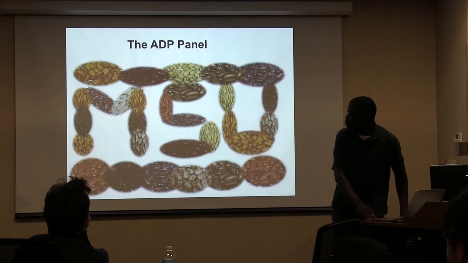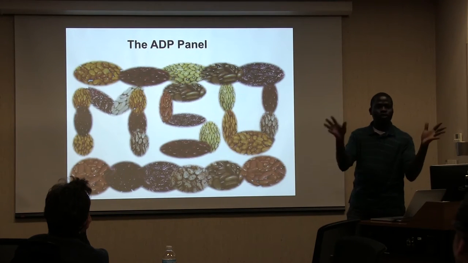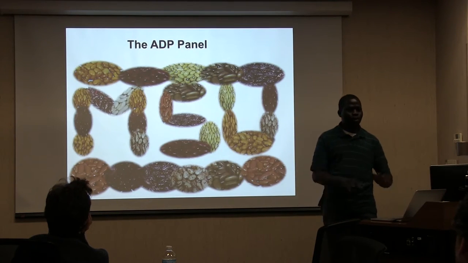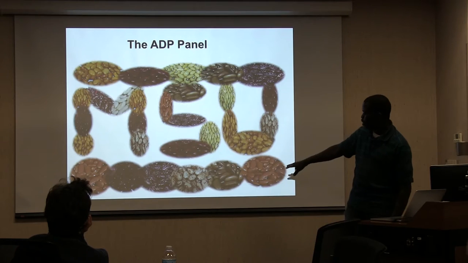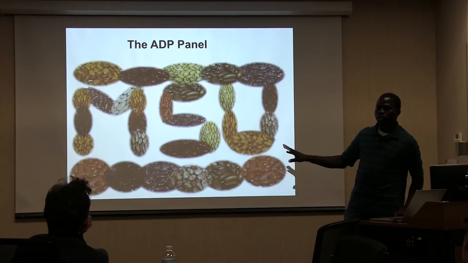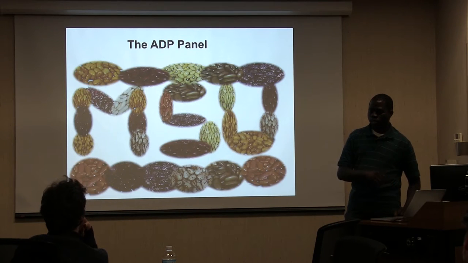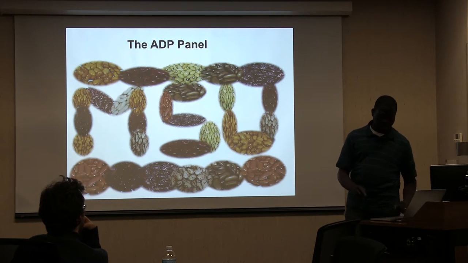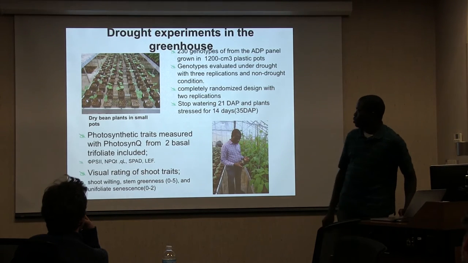Here I'm using this Andean diversity panel. I've just put here MSU, which is a community of so many people from different countries, and the same thing here for the panel I'm using: different seed types, colors, and all that. This is the population I'm using. It was collected from different breeding programs throughout the world, from the US, Africa, Latin America, and all that. So they have different market classes, different seed colors, but all from the Andean gene pool.